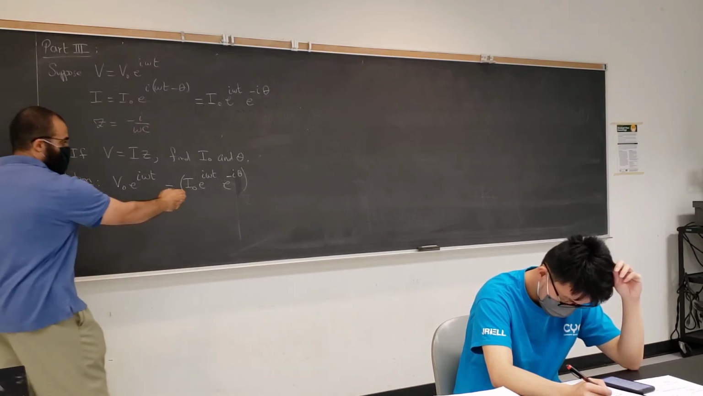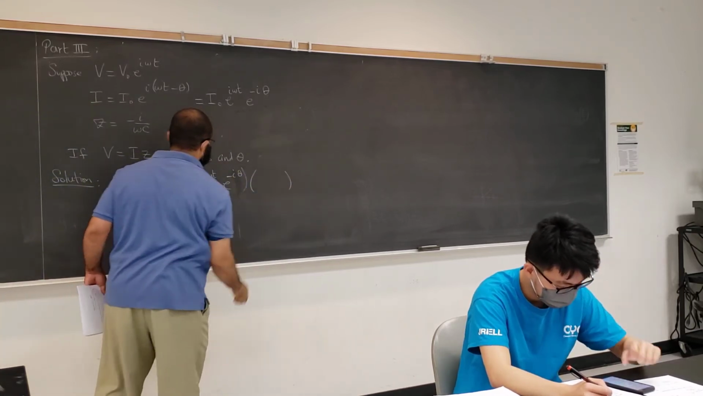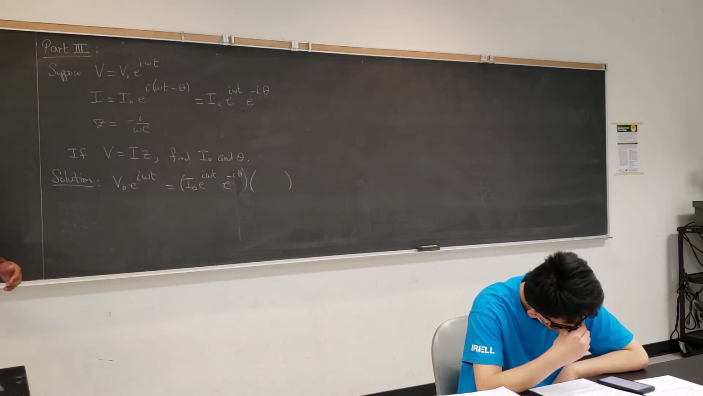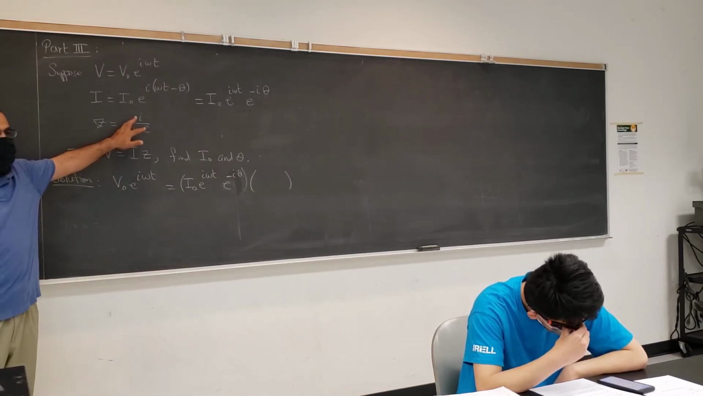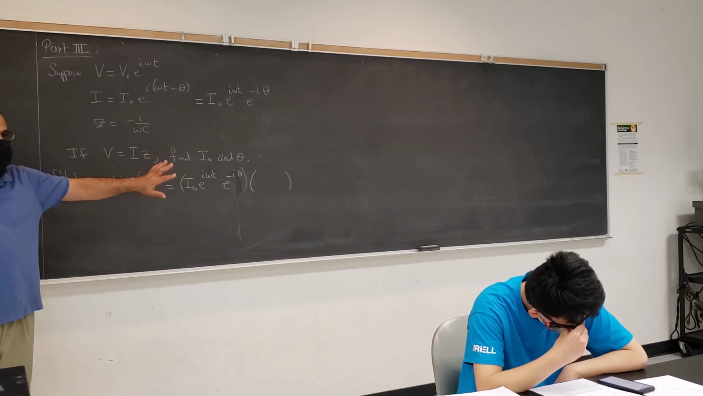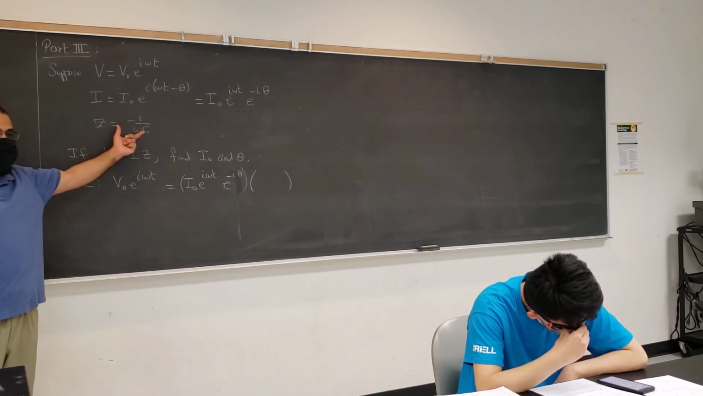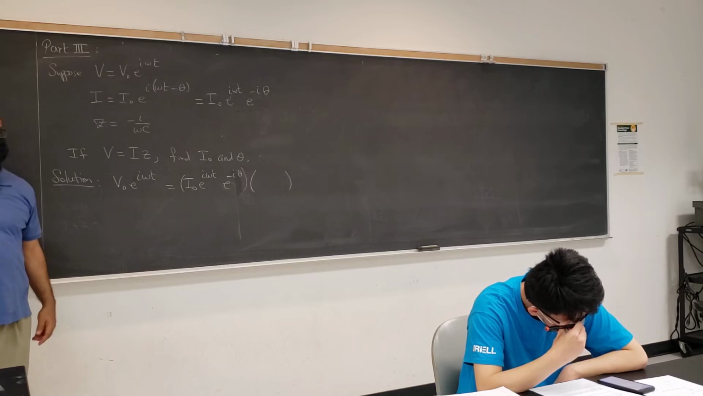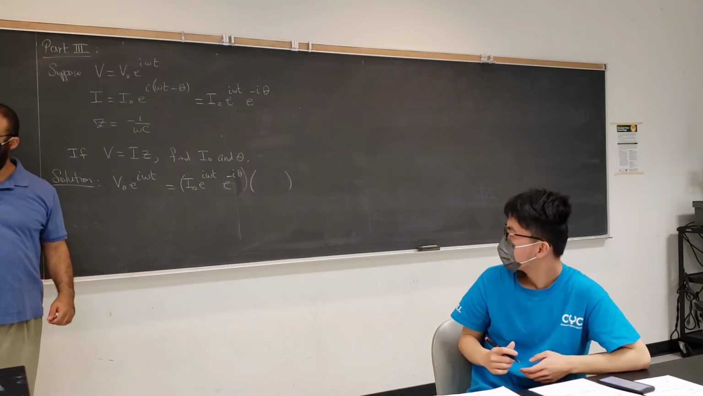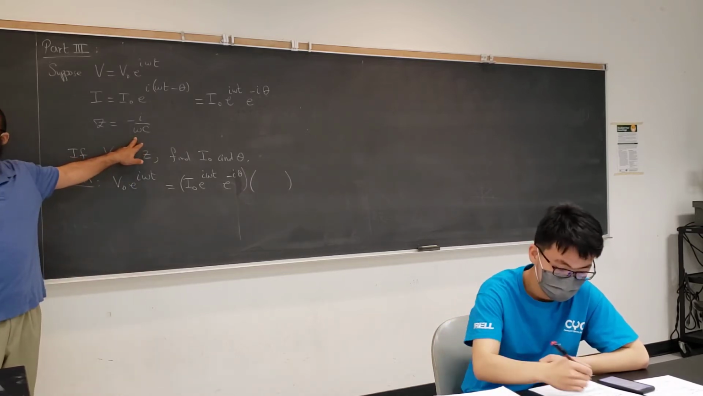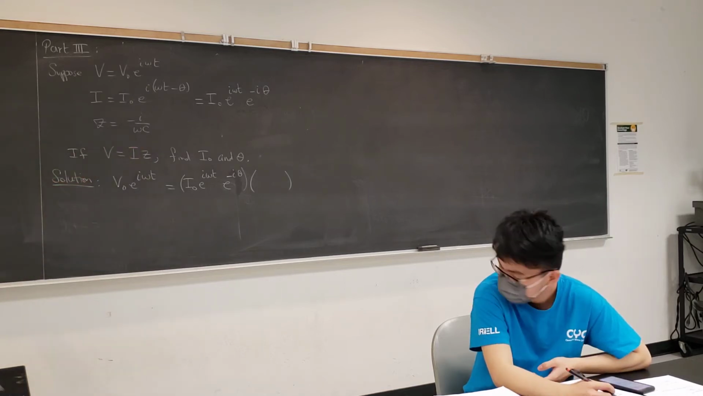So this part is the I. How about the Z? Is it acceptable that I write it as just Z, or should I, since everything is involved in exponential, write Z also in exponential form? We should also write it in the exponential form. Have we done this before? Yes, we have. We did it in part 2.